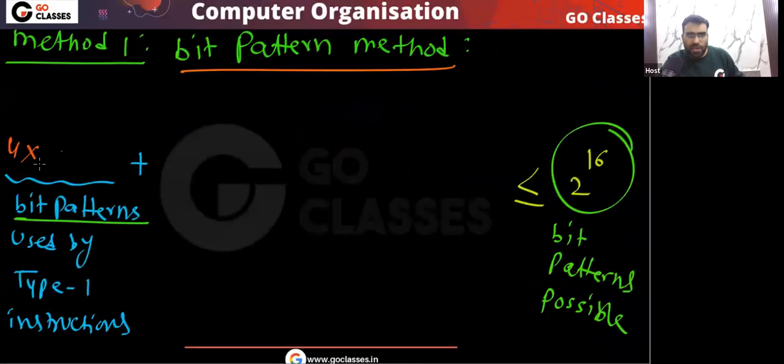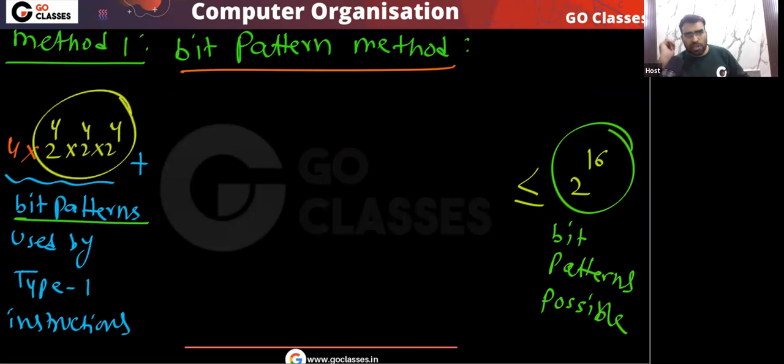Okay, and in total how many do we have? We have 4 type 1 instructions in total, and every type 1 instruction will consume these many bit patterns.